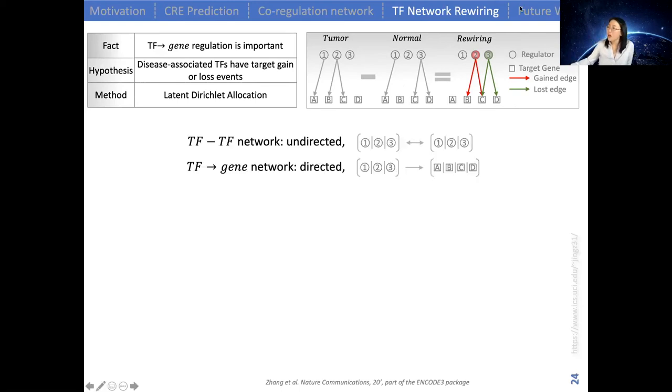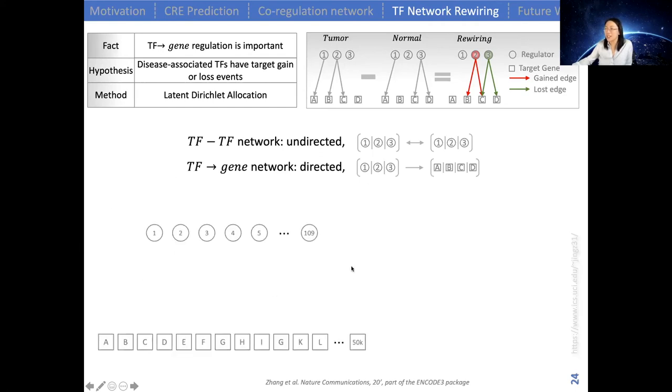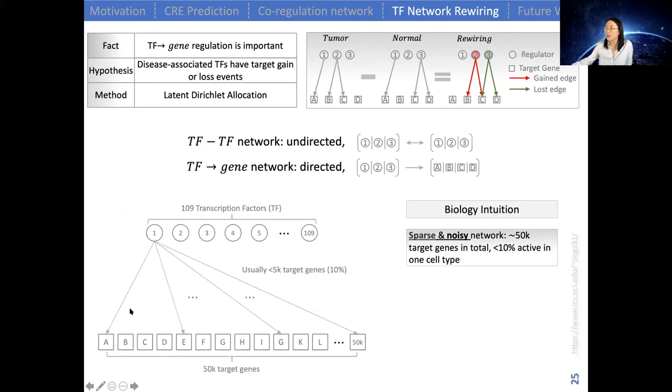So this is a simplified case, and we'll see in the real case, we have a lot of transcription factors, and we have around 50K target genes. We infer such a network using ChIP-seq data, which is very sparse and very noisy. For example, for one transcription factor, we expect less than 10% of the genes actually regulate its expression profiles.